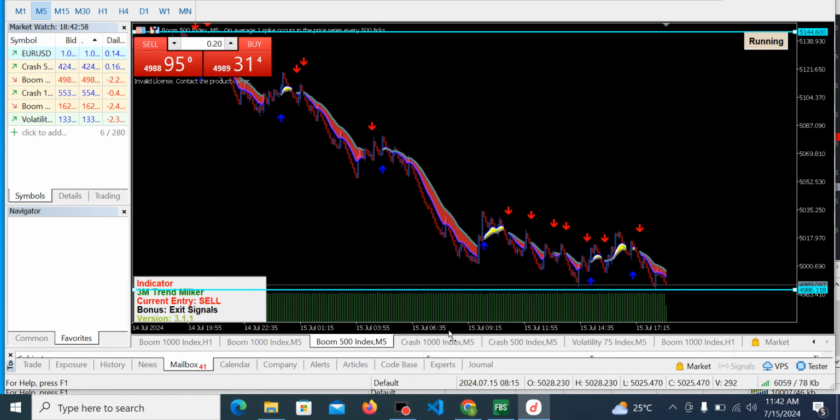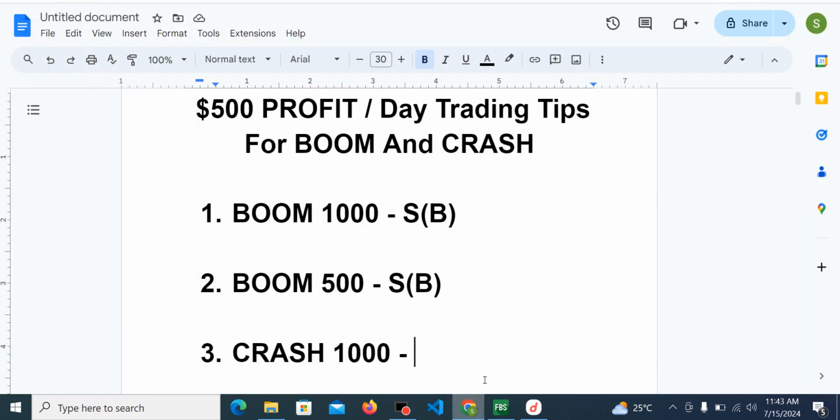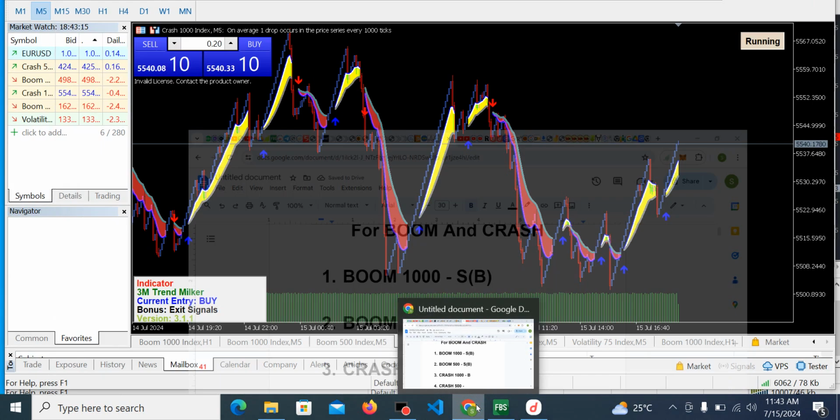Now let's go to the next asset, which is going to be crash 1000. Crash 1000 had been more of a downtrend, and even though the movement was not that smooth, it came down, went back up, came down again, and of course it's going back up again. So this is buying at the moment. This is going to be giving us more of a buying opportunity than a selling opportunity.